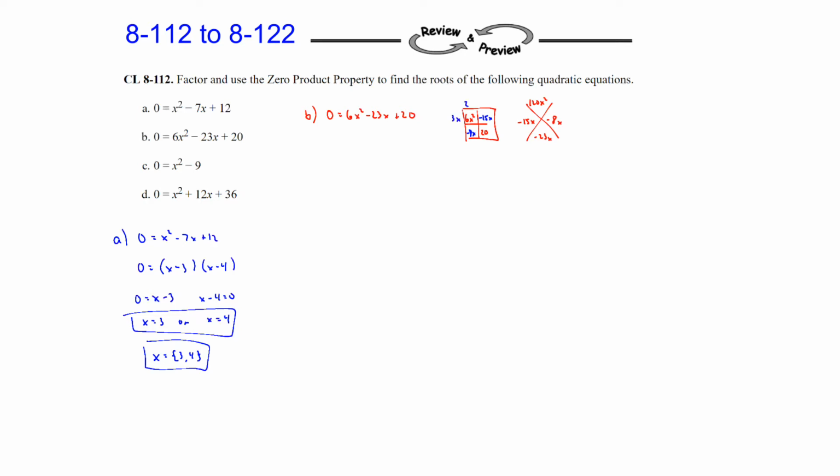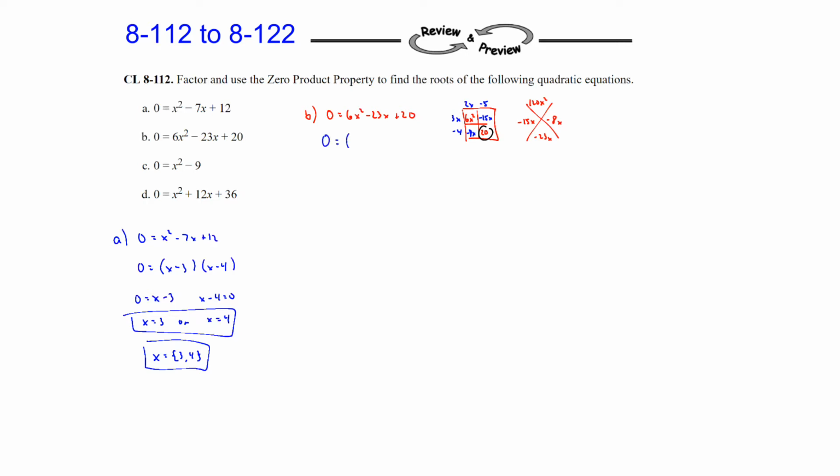Then write our dimensions here. We got 3x and 2x is where I'm going to start. We'll see if this works out. This would then be a negative 4. 2x times negative 4 is negative 8x. And then 3x times negative 5 is negative 15x. Then check your last one to make sure it does give you 20 down here. Negative 5 times negative 4 is 20. So it looks like we're good.